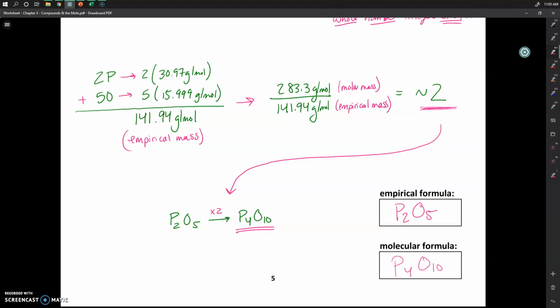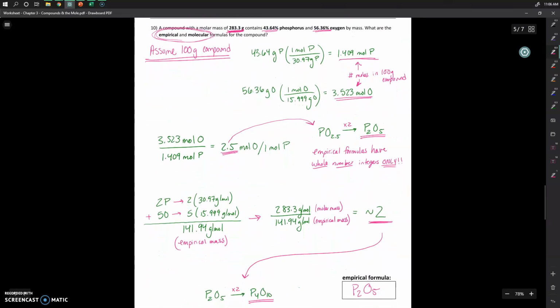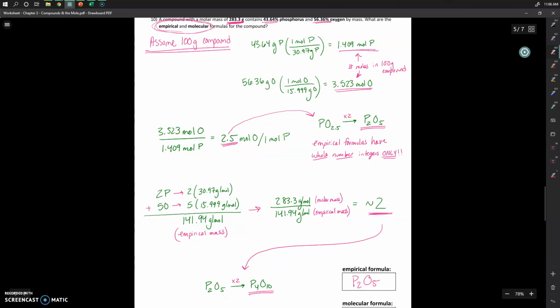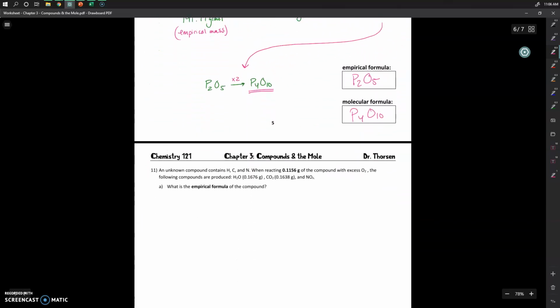All right, I hope that was helpful for this problem. Again, this one is a little bit simpler than the next two, 11 and 12, because this one starts off with the mass percents given to you. So you get to jump right into assuming 100 grams, solving for the number of moles, and then looking at the ratio of the moles to get that empirical formula. These next two problems, 11 and 12, are a little bit more involved in order to get to that point where we can actually compare the moles.